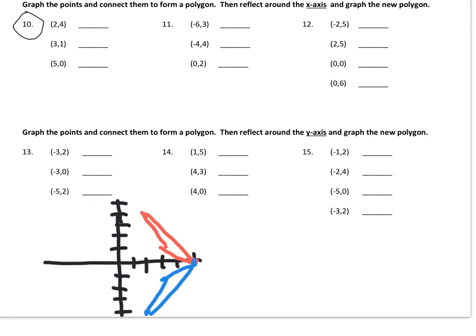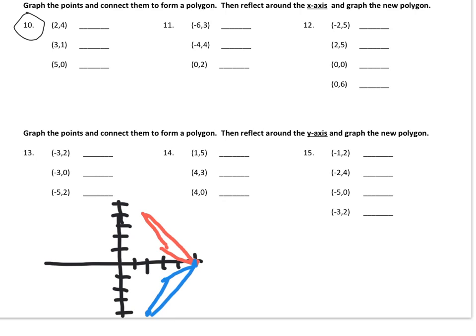So for our new points, 2, 4 went to 2, -4. 3, 1 went to 3, -1. And 5, 0 stayed the same. If you look, all that happened was the x value stayed the same. We had 2, 3, 5 before, and we still have 2, 3, and 5. But all the y values became negative. 4 became -4, 1 became -1, 0 became still 0. That will occur every time we have a reflection over the x-axis.